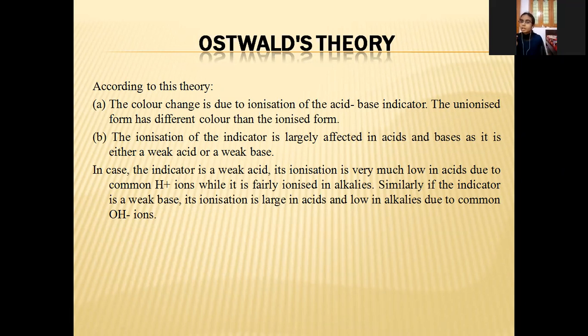So this theory is mainly dependent upon the color change. The color change is due to the ionization of the acid-base indicator. The unionized form, before formation of the ionized form, has one color, and after converting to the ionized form, it has another color. The ionization of the indicator is largely affected in the acids and bases, as it is either a weak acid or a weak base.